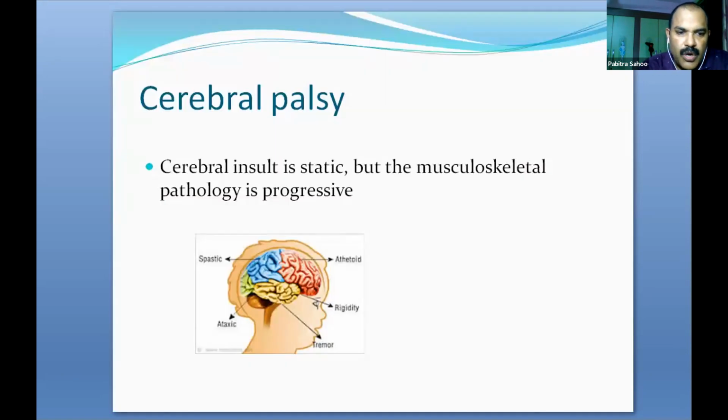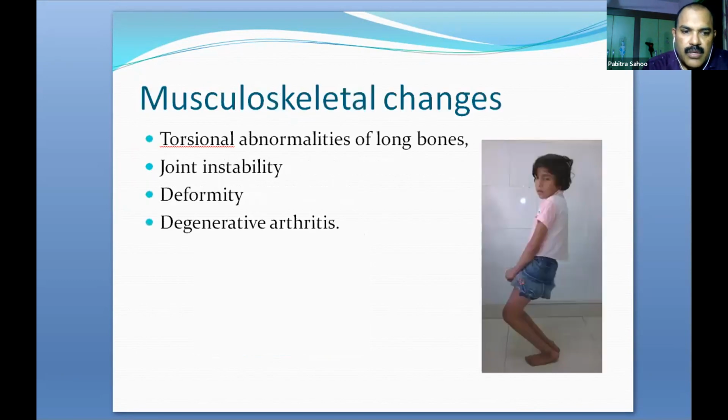Cerebral palsy, as you all know, is a non-progressive central nervous system lesion that usually occurs due to perinatal insult to the brain. Though the lesion in the brain is static, the musculoskeletal pathology is progressive in nature. Most of the time, the major pathology behind the complications of cerebral palsy is spasticity. This spasticity leads to shortening of the muscle units, which in turn causes fixed contracture and eventually leads to different musculoskeletal changes, such as torsional abnormalities of long bones, joint instability, and deformity of the joints in the long run. As the child advances in age to the adolescent or adult age, the patient develops degenerative arthritis.